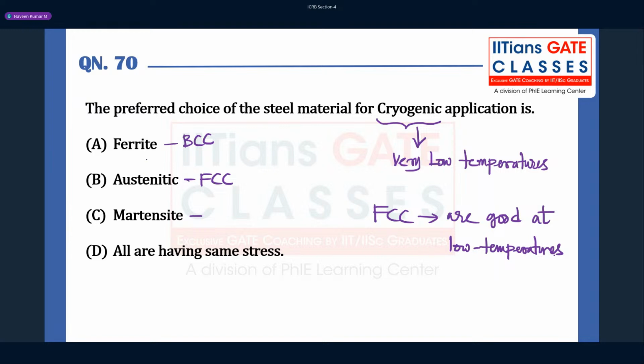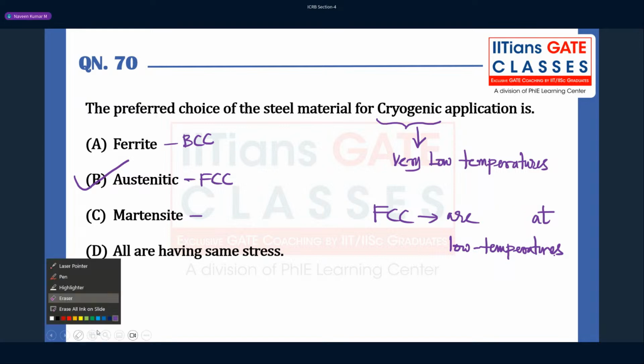So the answer here is austenite because of its FCC, face centered cubic nature. That's why austenite can be a preferred choice for my cryogenic applications. They are ductile, not good, ductile. Sorry.